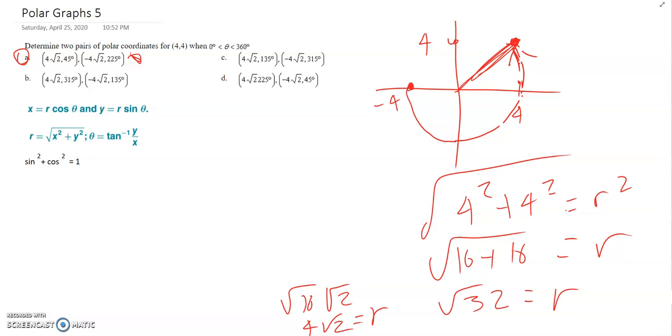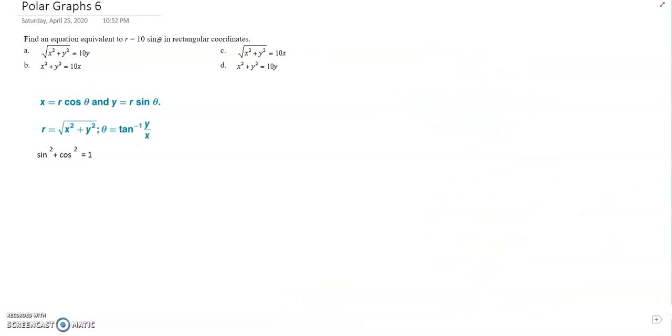All right, so now let's get started on questions 6 through 10. It says find an equation equivalent to r equals 10 sine theta in rectangular coordinates. So to do this one, we're going to have to figure out how to use these equations to get rectangular coordinates in terms of x and y. Right now there aren't any x's and y's, but if we had something like this, we could replace it with an x. If we had something like this, we could replace it with a y.